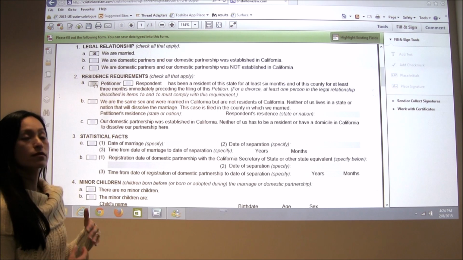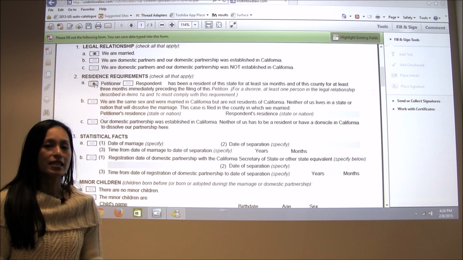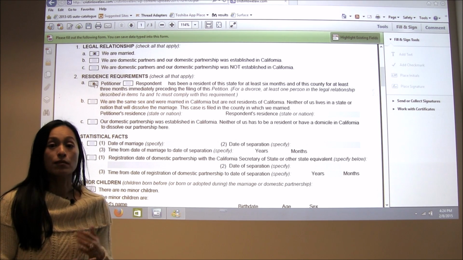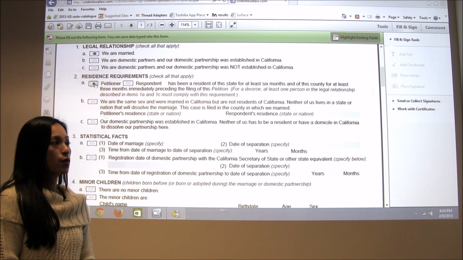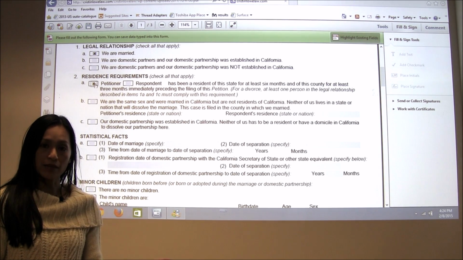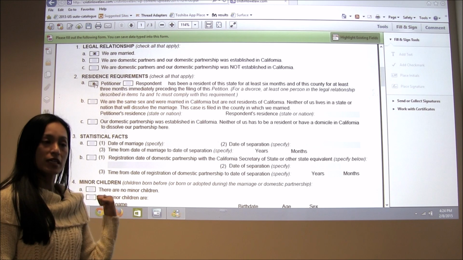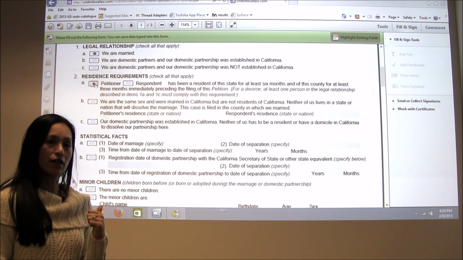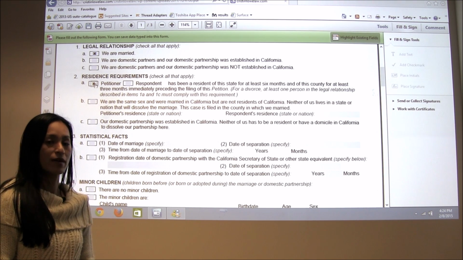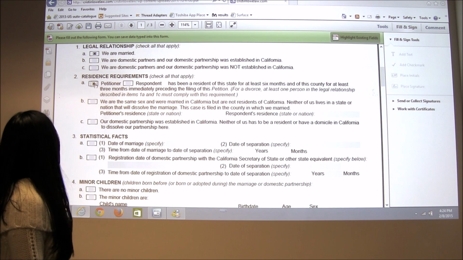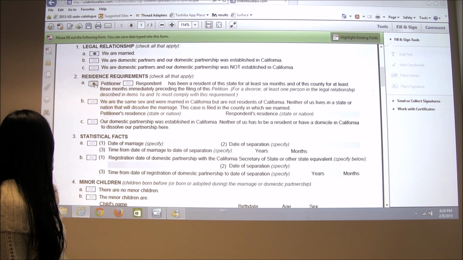So he's going to be the resident of California. Let's say that Jane actually lives in Alameda County. Could she qualify for filing divorce in Alameda County? Absolutely. But because John's filing and he wants to file in Contra Costa County, he can start it off by saying he's the resident. Number 3, we're going to skip down to number 3.